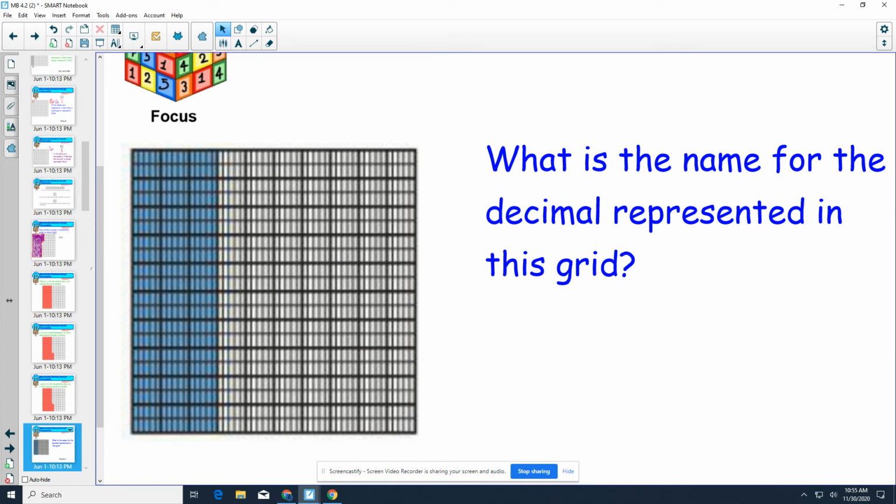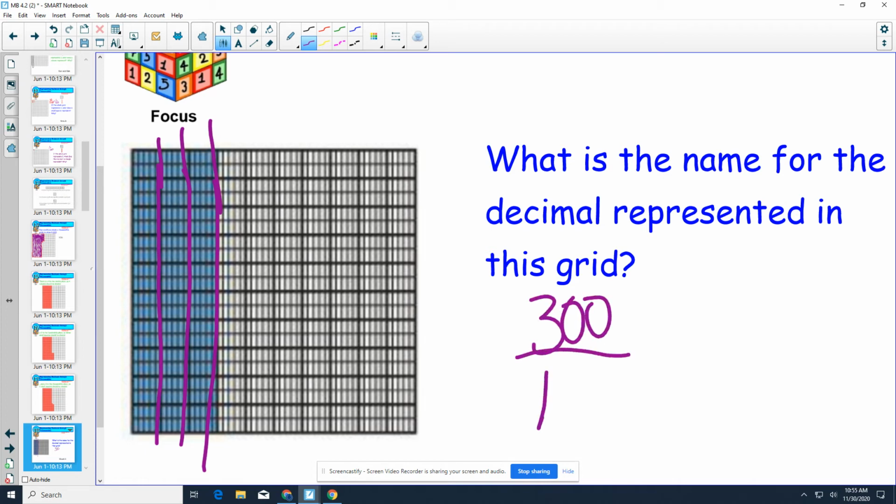Okay, so what would this representation of the decimal grid be? So if I look here, I can see here's 1 row, 100. Here's 2 all the way down. Here's 3. So this would be 1, 2, 3. Okay, so let's think about that. That's 300 out of 1,000, right? So I like to write it first as a fraction, 300 thousandths, or I could write it in decimal form and write 300 thousandths, right?